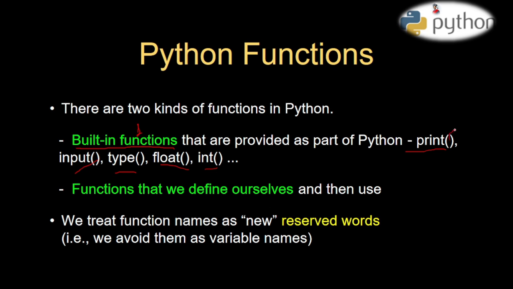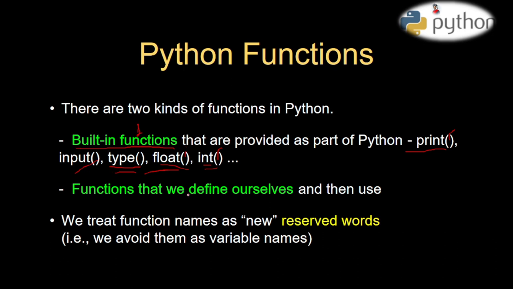Print is used to display some text to the console or to the output window. Input is used to accept user input from the keyboard. Type is used to display the data type of the variable that we have used. Float is used to cast variables from some value to a float value. Int is the same, to convert some data type value to integer type. These are examples of Python built-in functions.